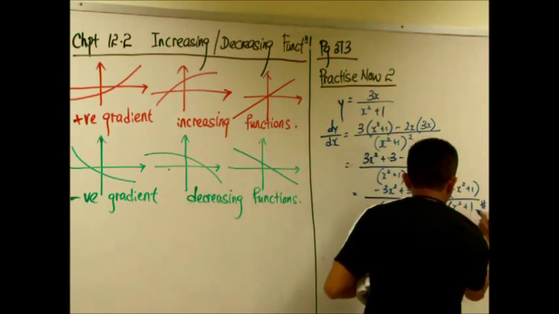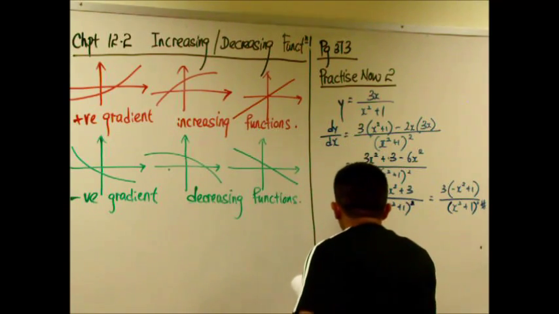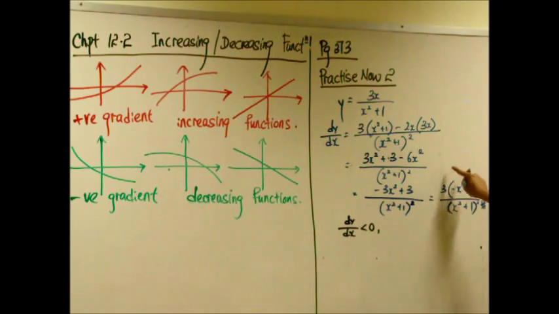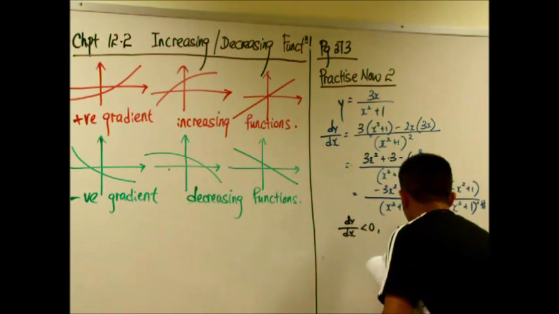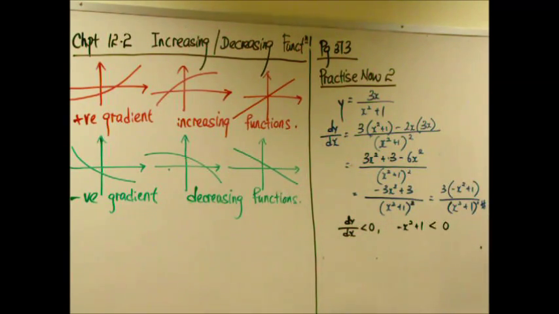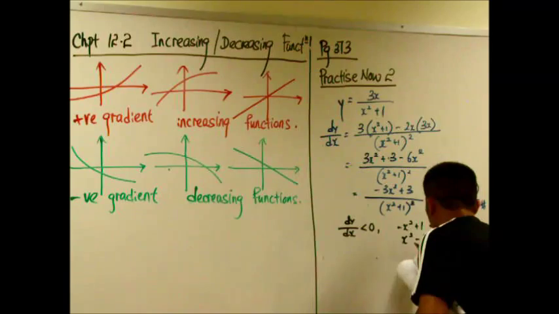Sorry, I made an error, so let me insert. So, dy/dx must be less than 0. Since dy/dx is less than 0, this whole expression here must be less than 0. In other words, if you do a cross multiplication, but take note, this is our quadratic inequality, and we will only factorize provided the square term is positive.